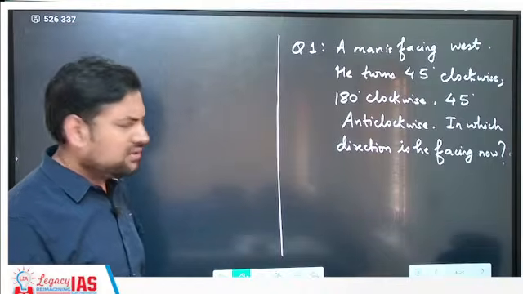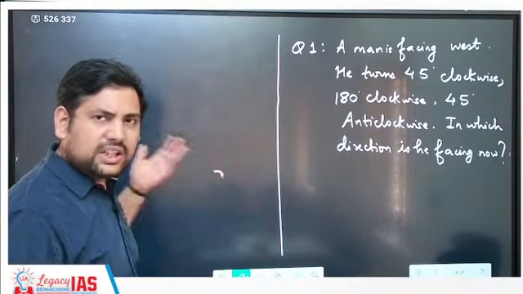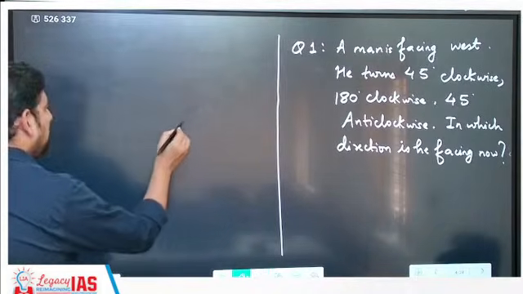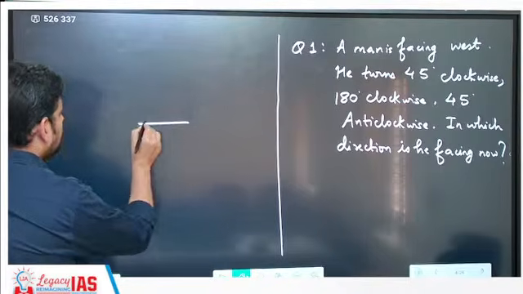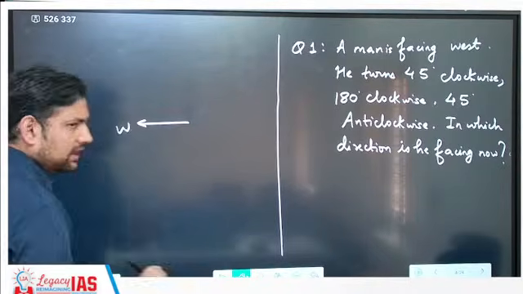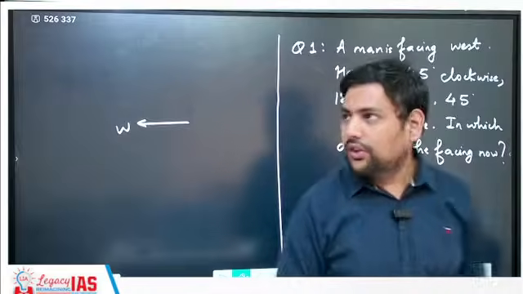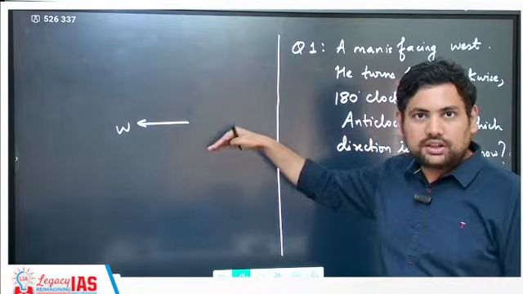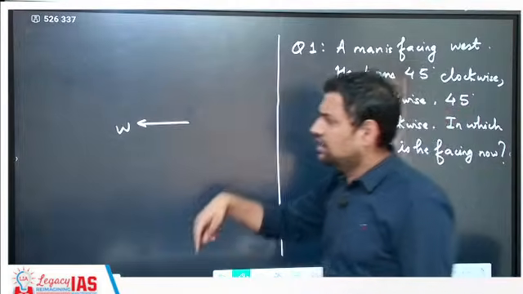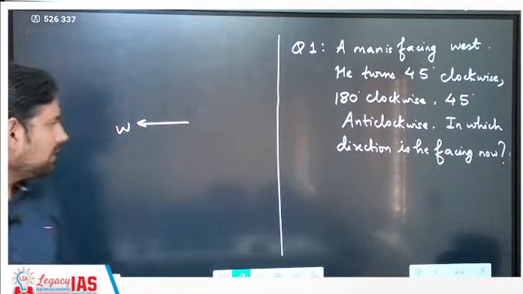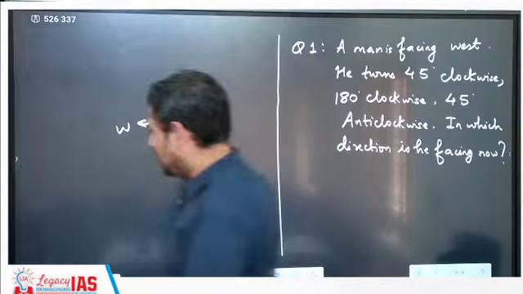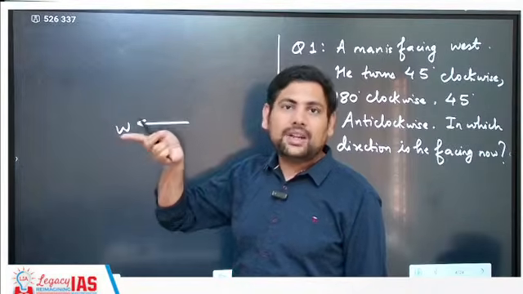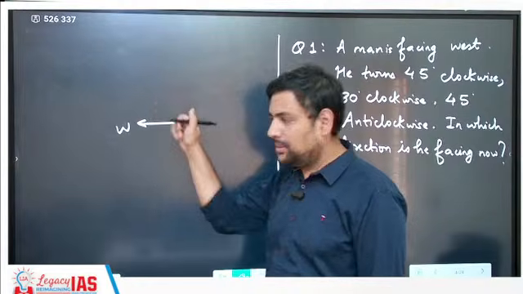Now what you have to do, the simple method is you just keep drawing it. So let's just start drawing it. A man is facing west, so this is west, correct? He's facing in this direction. Now it says he turns 45-degree clockwise. Now clockwise will be what? If you remember, clockwise is same as right, so that means clockwise will be like this.